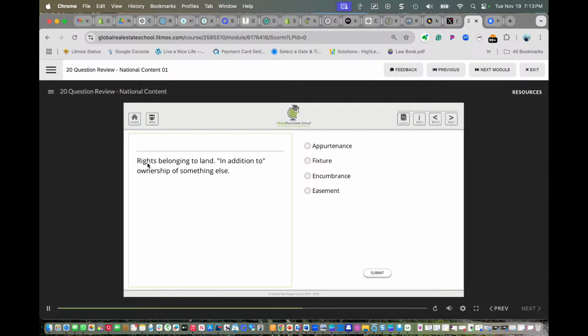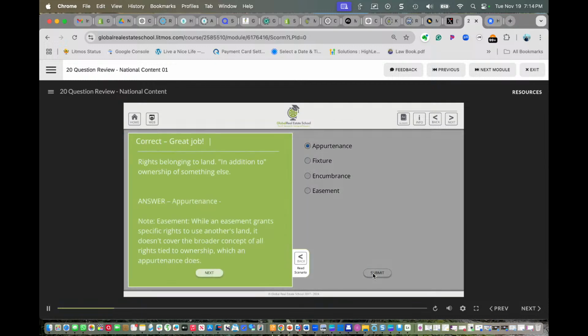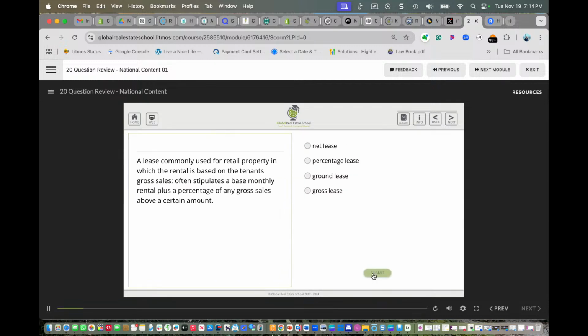Well, now the key word here is that rights belonging to land in addition to ownership. Now, you could say, well, John, an easement's a right, but the key word here is ownership, and that's what makes it an appurtenance, okay? So just remember, you've got to look at these questions very carefully and find out what's going to be the most correct answer. They will try to put distractors in the question, and a little bit of that question might be correct, but there's a better answer that is more correct. So that's what I want you to understand.